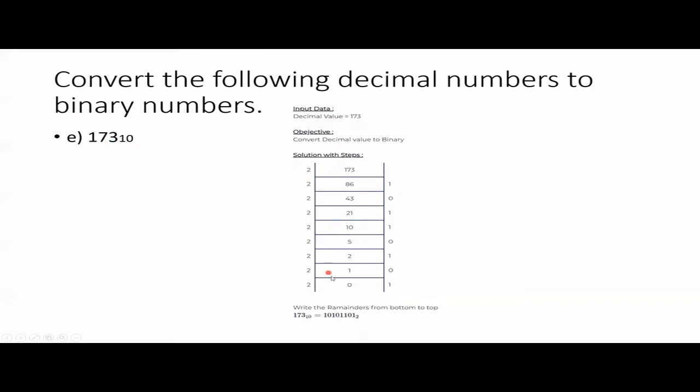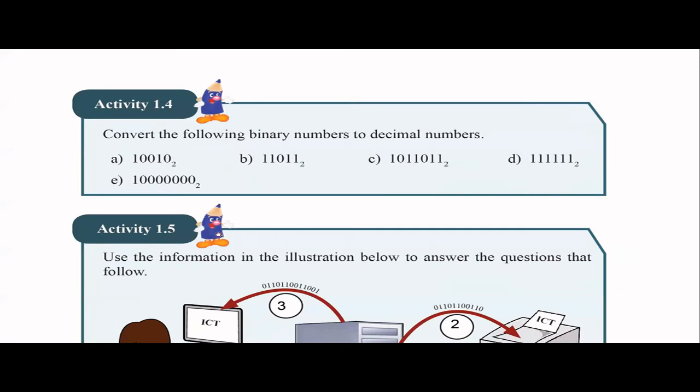Next one, 173, same method. Continuously divide by 2 until you get the quotient as 0. And the answer is 10101101, with the base 2. Never forget the base. Next one, convert the following binary numbers to decimal numbers. Now you have the binary numbers given, you have to convert them to decimal.